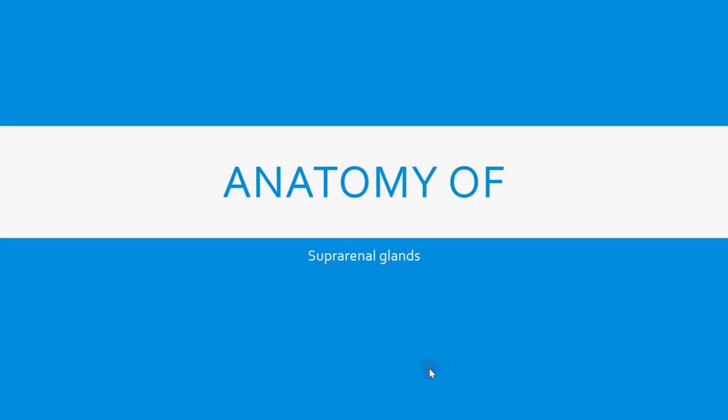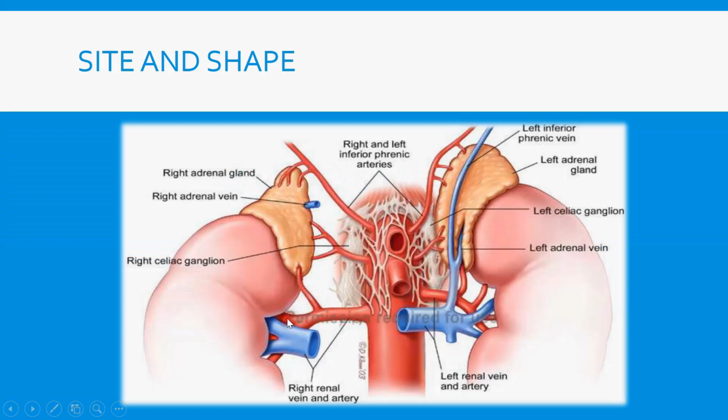Anatomy of suprarenal glands. They are two endocrine glands, each one lies anterosuperior to the upper pole of the corresponding kidney, opposite the vertebral end of the 11th intercostal space and the 12th rib, and they overlap the medial border of the kidney. Each gland is formed of outer cortex and inner medulla.